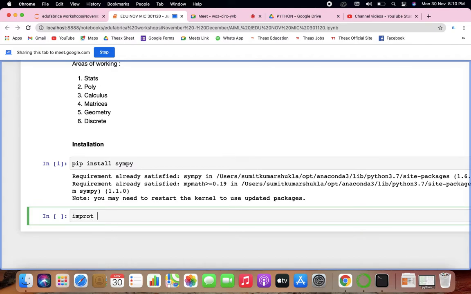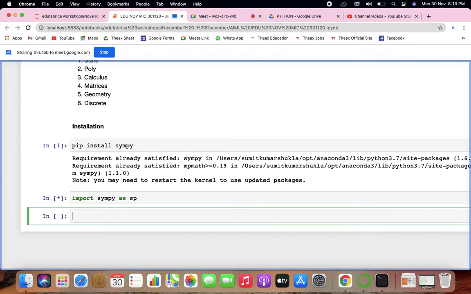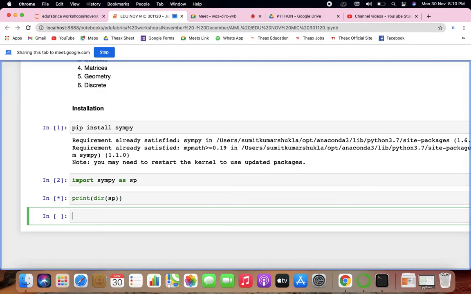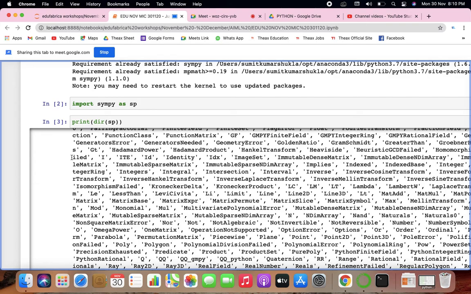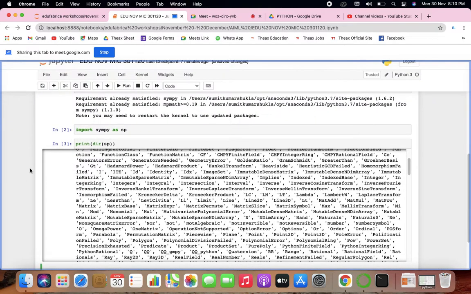And then you can import it. Now import sympy as sp. Okay. Now what are all the functions and the modules of sp? We need to go through that too. Why are we learning this? It's a very huge library with a lot of things.